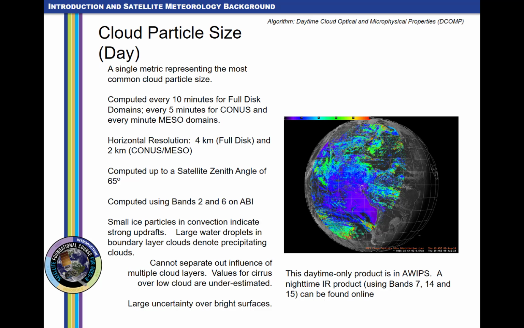It is computed using the visible channel band 2, 0.64 micrometers, and the cloud particle size channel band 6, around 2.2 micrometers. If you combine cloud particle size with cloud optical depth, you can estimate the cloud mass. Also, large water droplets in boundary layer clouds will likely be precipitating. The infrared product has difficulty detecting large particles and low clouds. So the nighttime product is infrared only, and you can view that online.